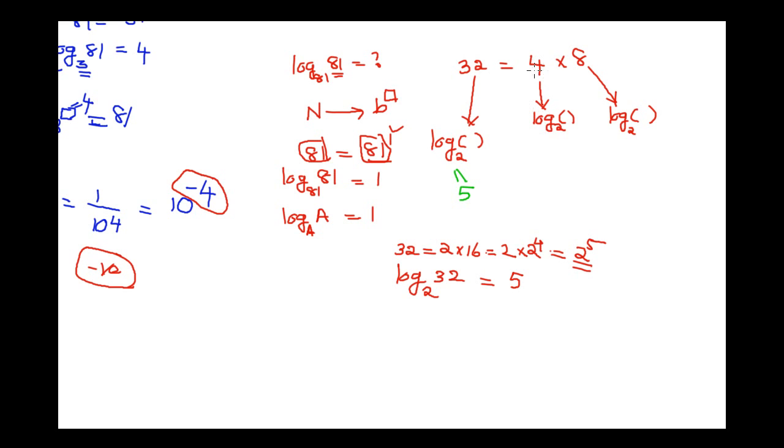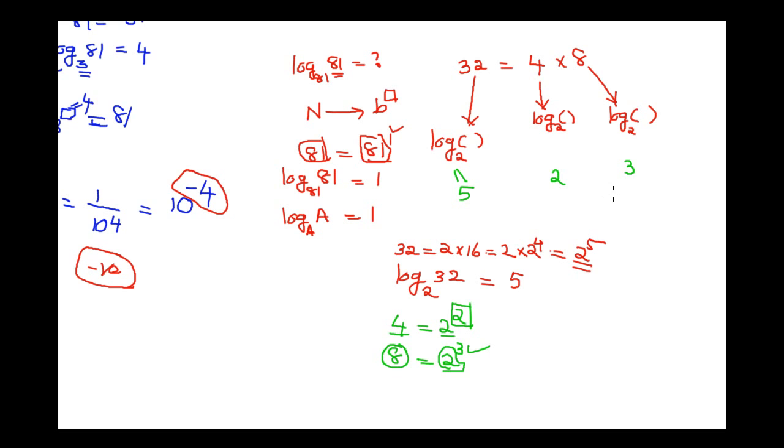Now what is the logarithm on the right side? What is the logarithm of 4? 4 can be written as 2 square. So logarithm of 4 to the base 2 will be 2. What about 8? 8 can be written as 2 power 3. Now logarithm of 8 to the base 2 will be 3.